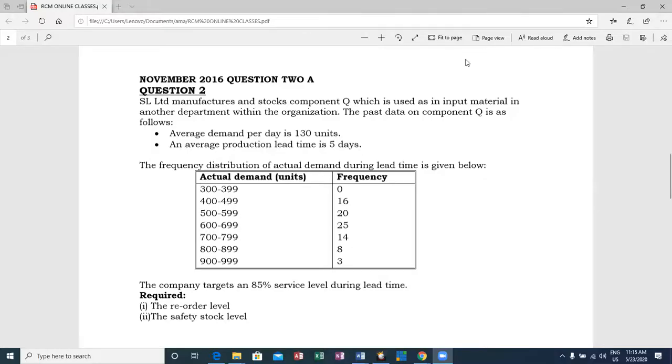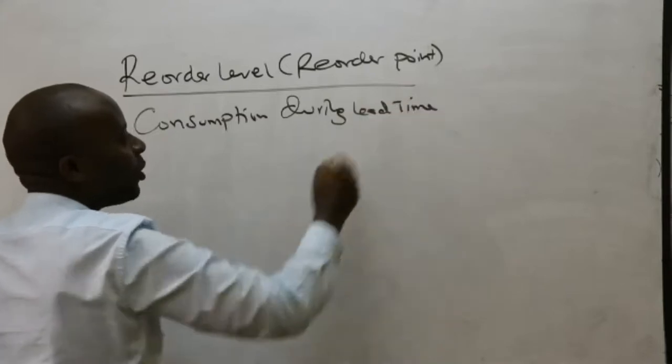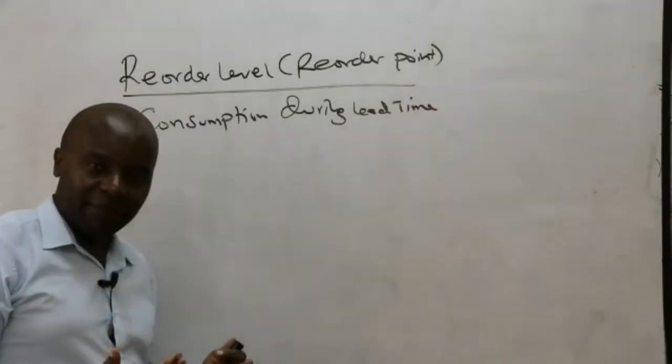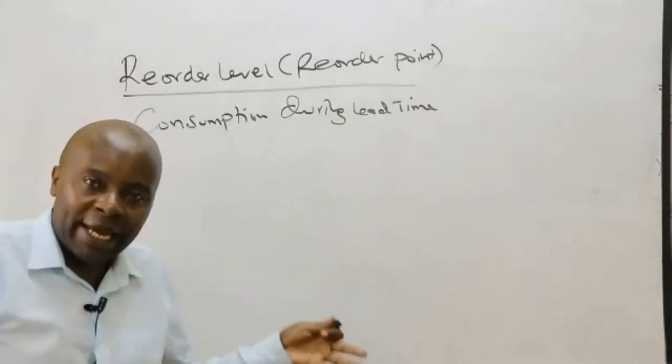Reorder level is the same as reorder point, and normally it reflects the consumption during lead time. How many units shall we consume over the lead time period?